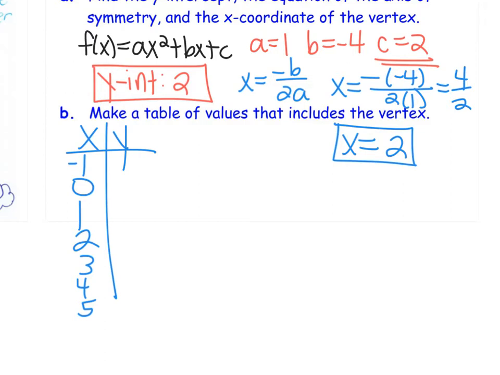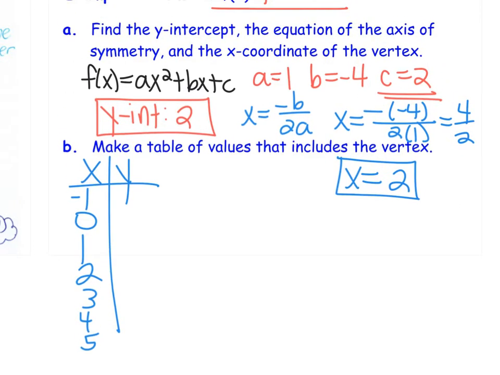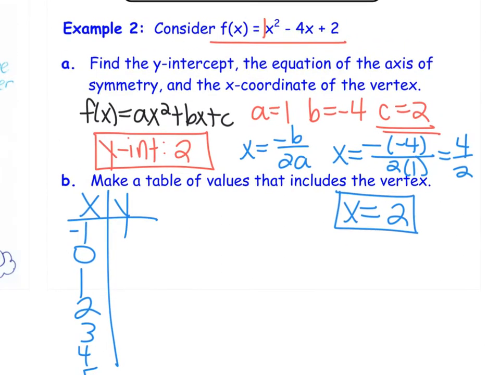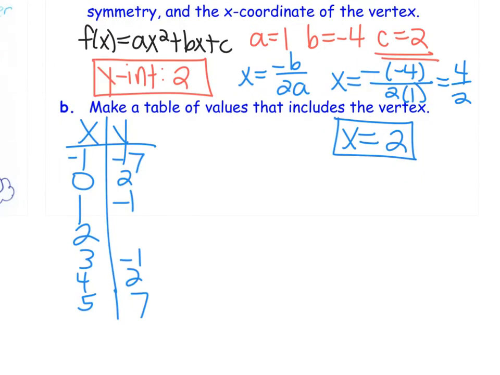And remember, we're finding points on the graph, so you plug these in for x into your equation to find their output, or the y values. So plug in those x values in our table here. So these are some of the values you would have gotten. And remember, notice the symmetry about the vertex.